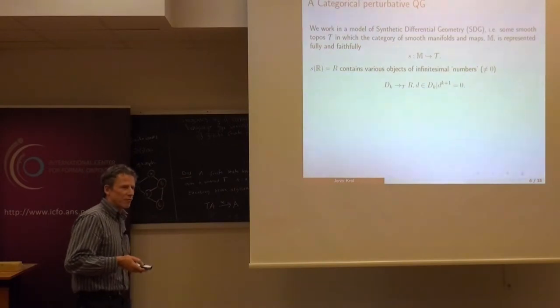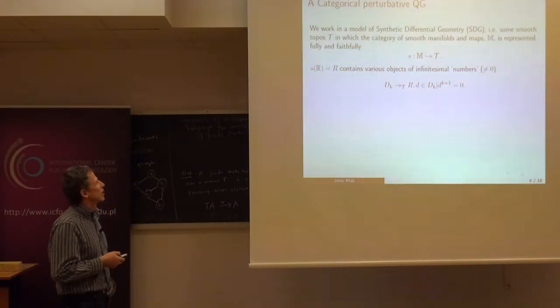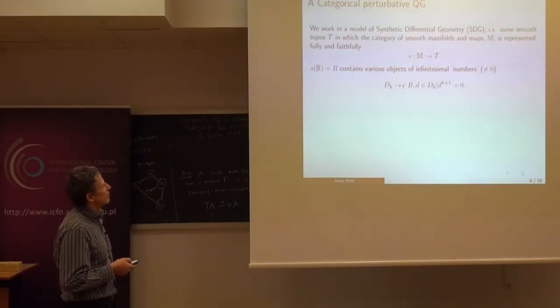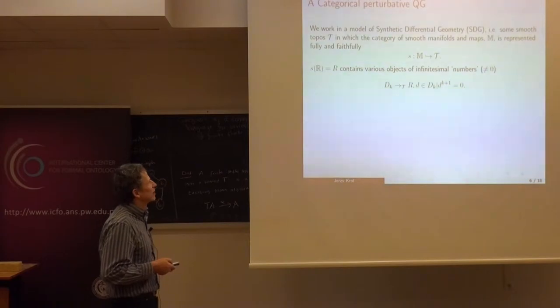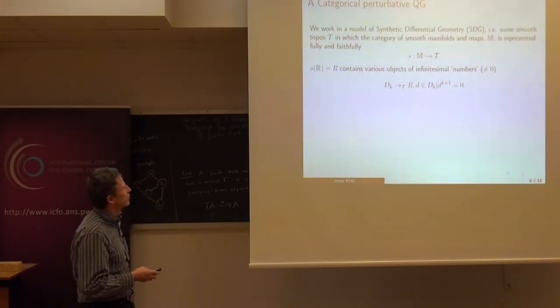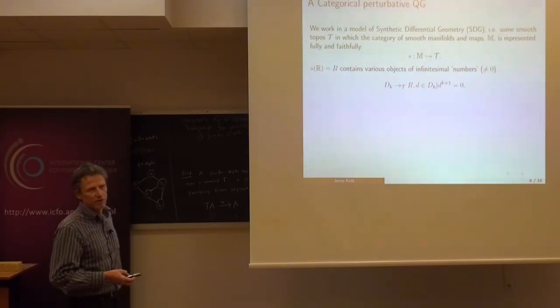what Michał already explained in his talk, we obtain real numbers which synthetically, not classically, contain some objects of infinitesimals, which in the internal language of the category you can express that you have non-zero d up to k plus 1 power, you get zero.